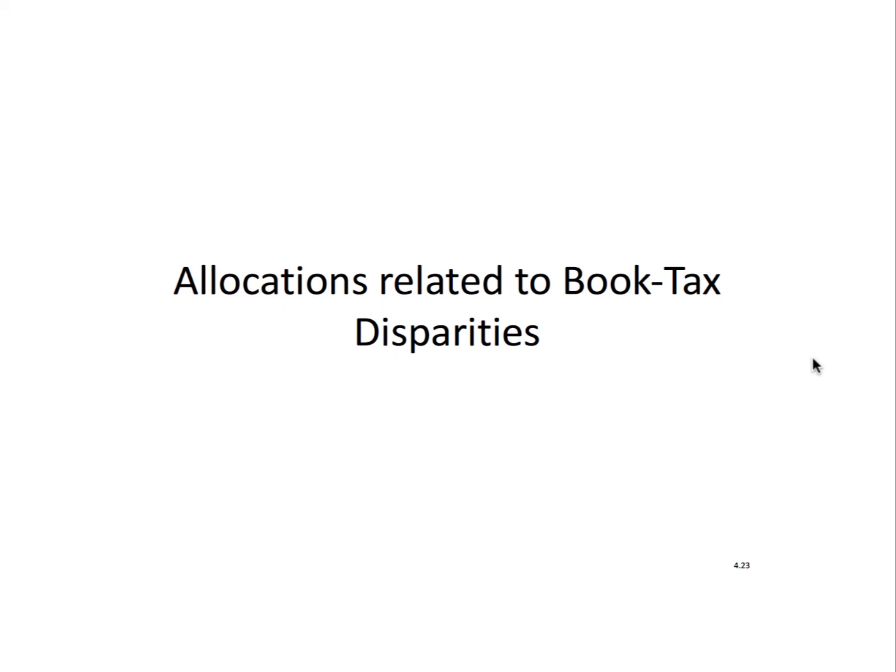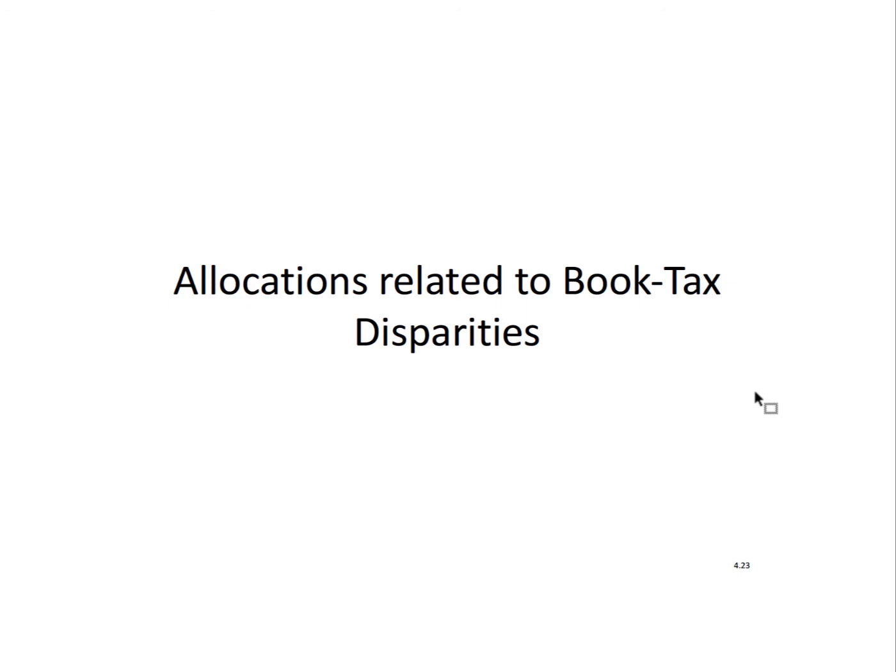Hello! In this video we'll cover the third part of the allocation series, a three-part series. And specifically in part 3, we're talking about allocations related to book tax disparities. Now if you have not viewed the first two parts to the allocation series, please watch those, especially the first part. So if you recall, we're talking about allocations, not distributions with respect to partnerships.